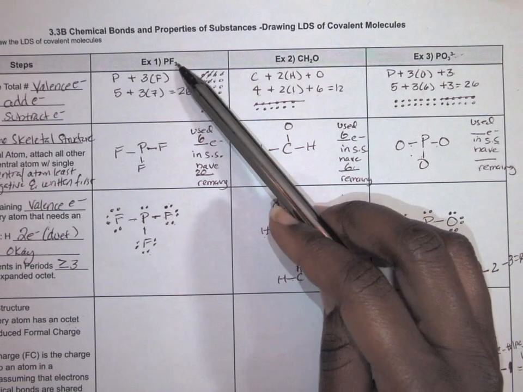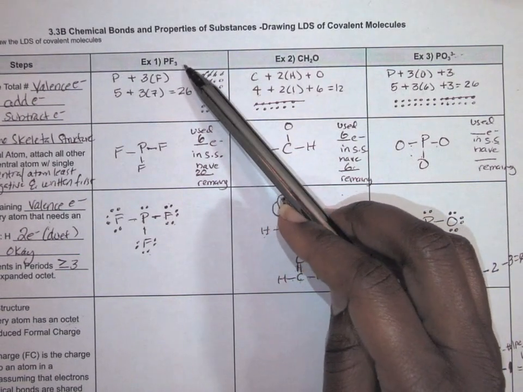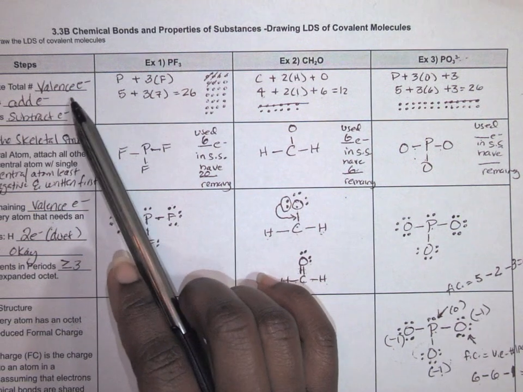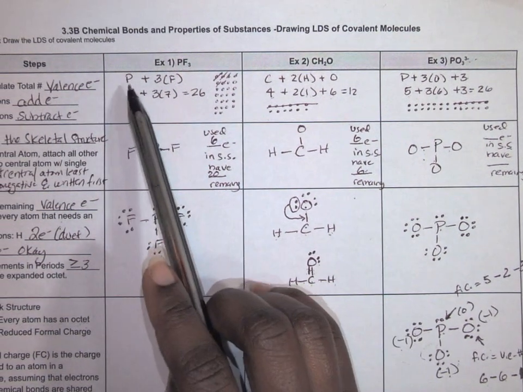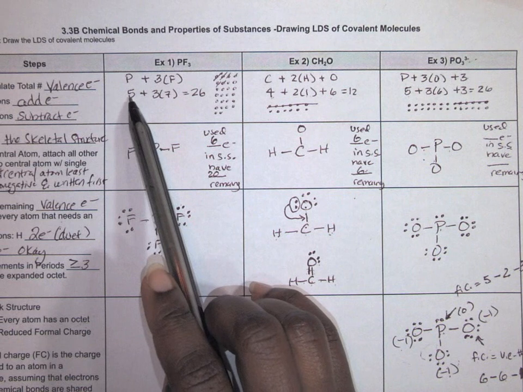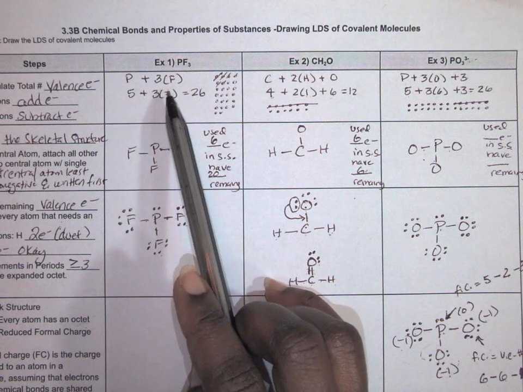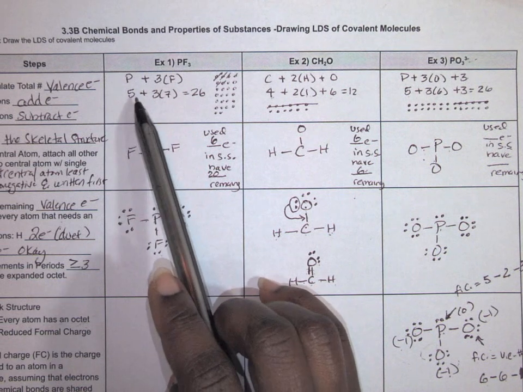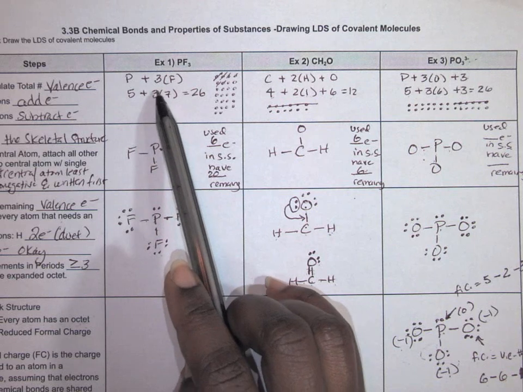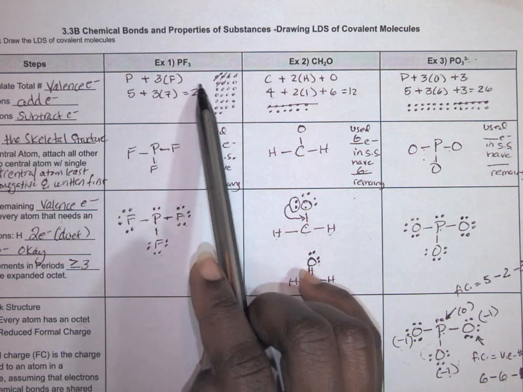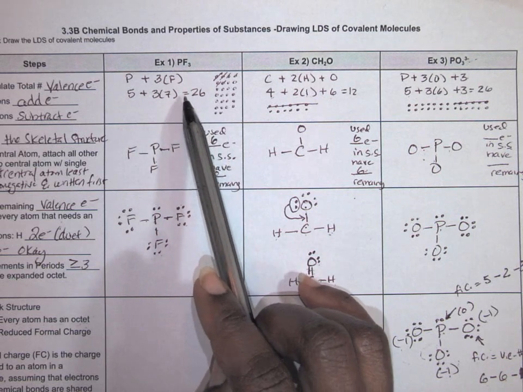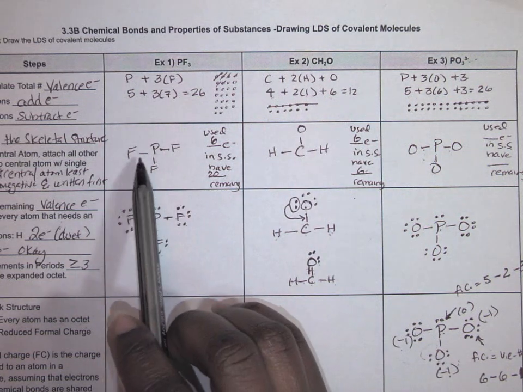So here are the examples that we have. Let's look at example 1. PF3, phosphorus trifluoride. The first thing is to calculate the total number of valence electrons. Phosphorus is in group 15, so it has 5 valence electrons, and fluorine is in group 7, so it has 7. So we'll do 5 plus 3 times 7 since there are 3 fluorines, and that gives us a total of 26 valence electrons.